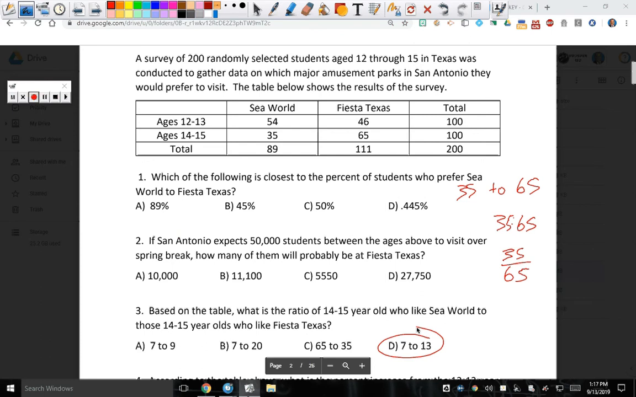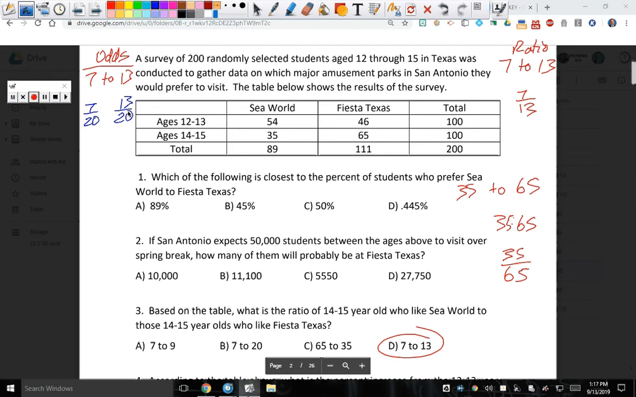Now 7 to 13 with ratio, make sure this is in your notes somewhere, is 7 to 13 like this. But if I said 7 to 13 as far as odds are concerned, Christian, what would that look like? Matthew, take over please. Who knows odds? What would odds look like? 7 out of 20 and 13 out of 20. My bad if you didn't know it, okay?